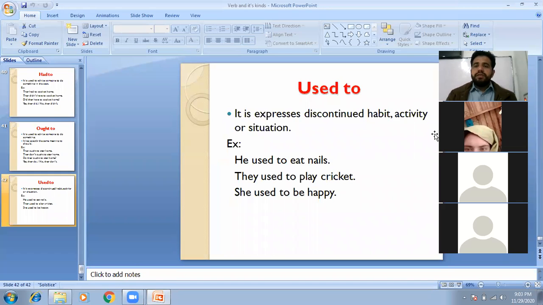Likewise, we can say he used to be happy, which means he was happy in the past, but he is not happy anymore. He is now always sad. So whenever you are talking about an activity, a habit, or a situation which was true in the past but is not true anymore, for that we use used to. Is it clear now?